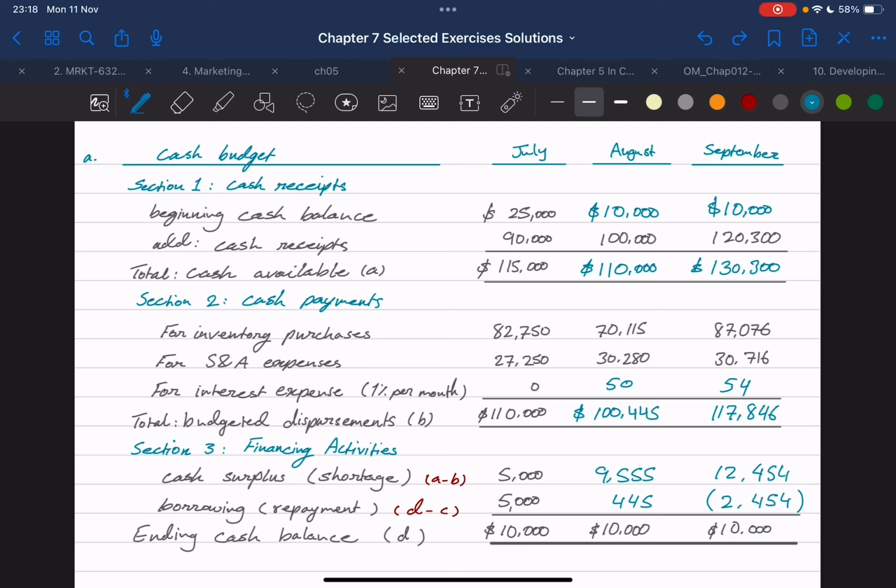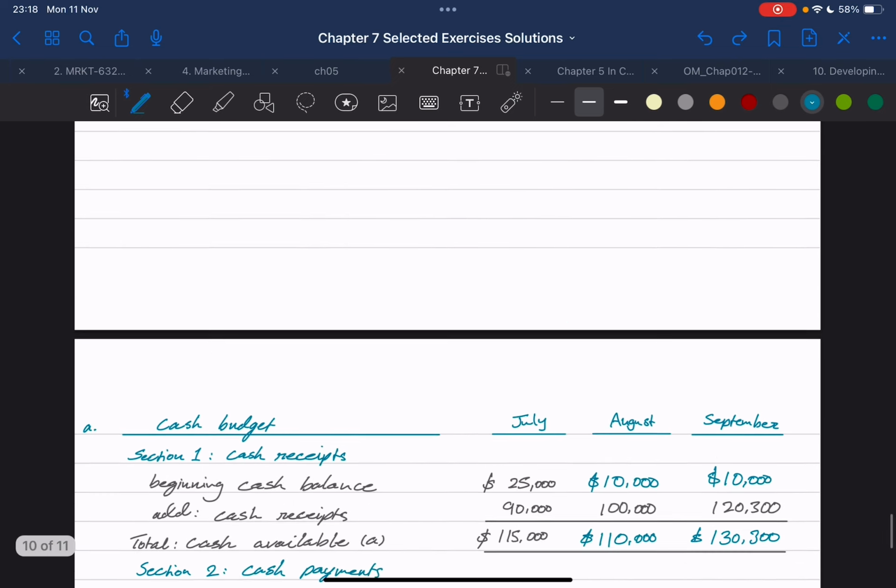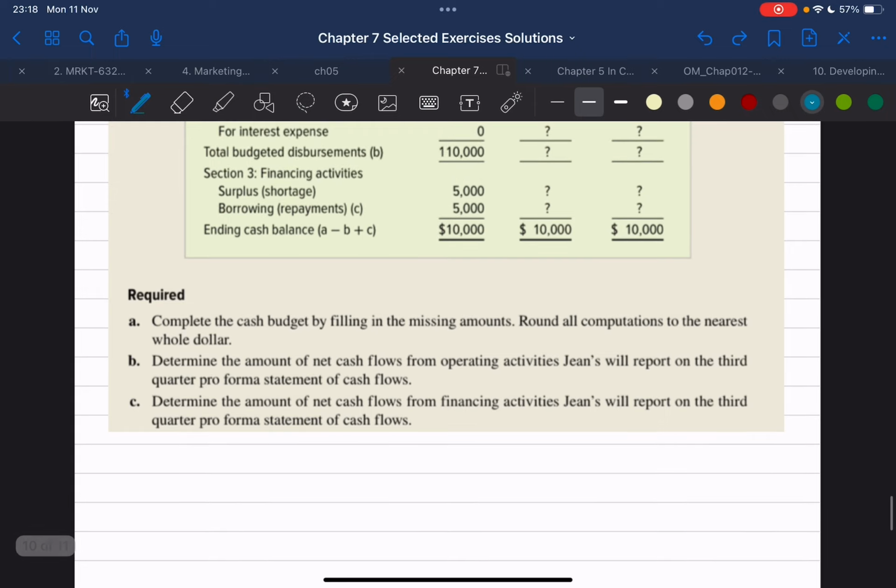Okay. Now with this, we have completed the first part, part A of the question. Now let's go back and read part B right here.